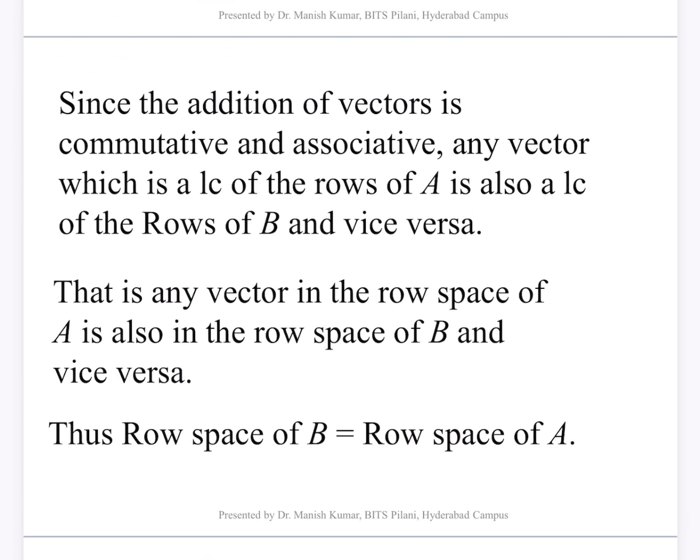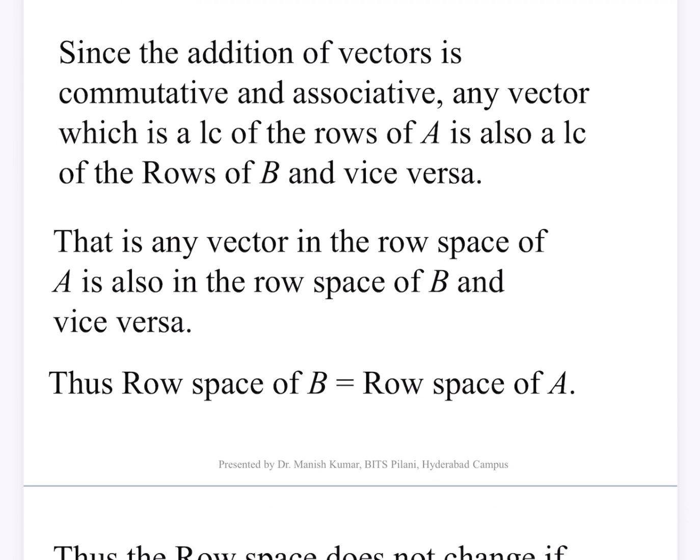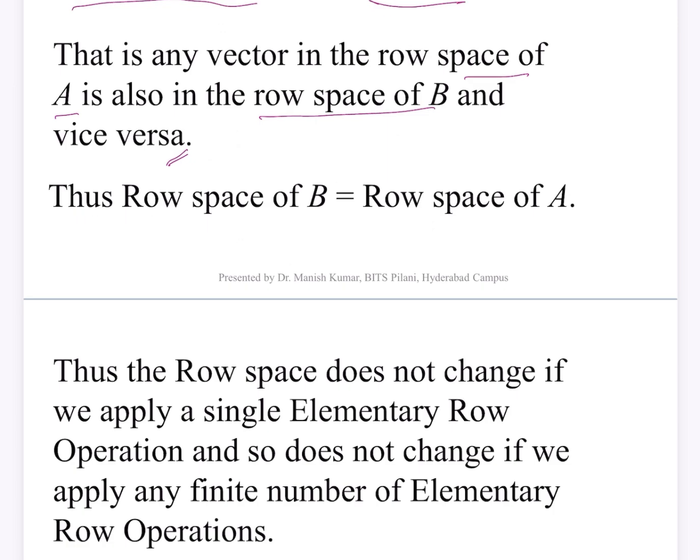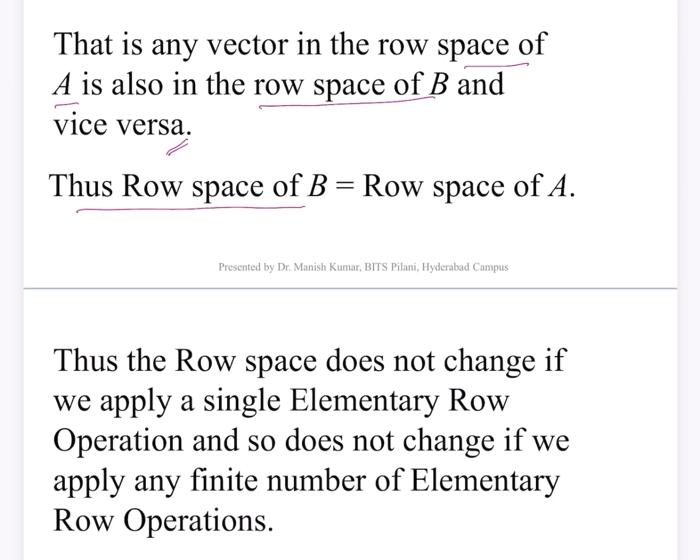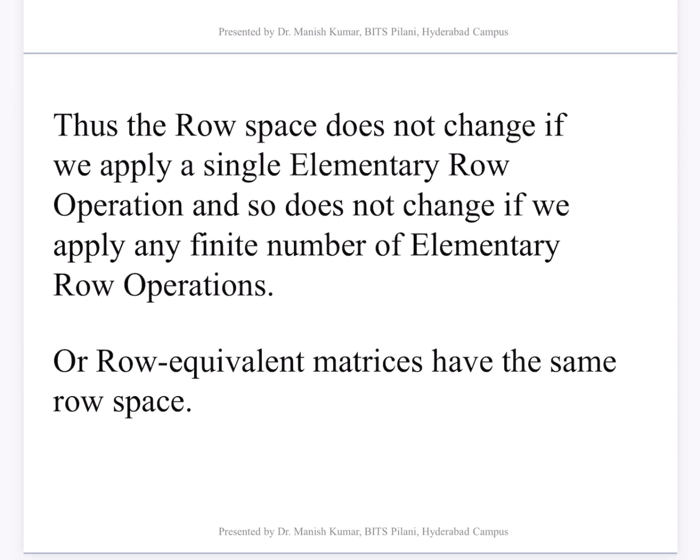So now since vector addition is commutative and associative, any vector which is a linear combination of the rows of A is also a linear combination of the rows of B and vice versa. That is, any vector in the row space of A is also in the row space of B and vice versa. This is the conclusion, right? Thus, the row space of B is equal to the row space of A.